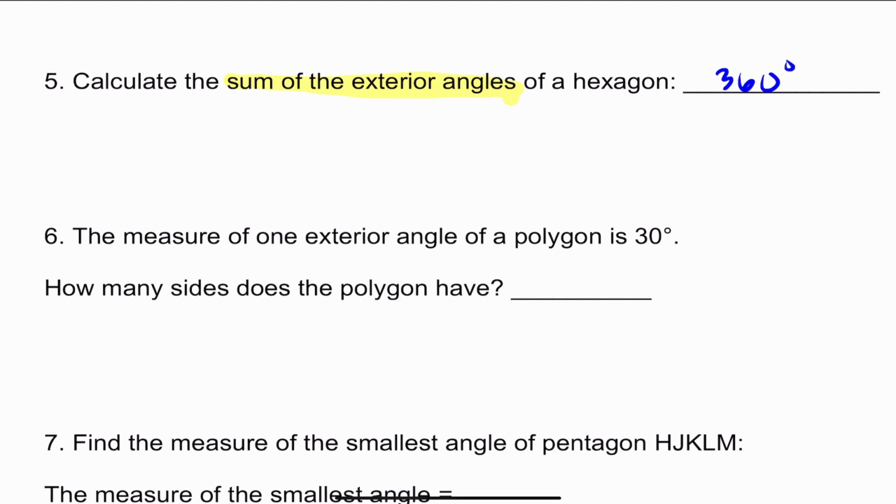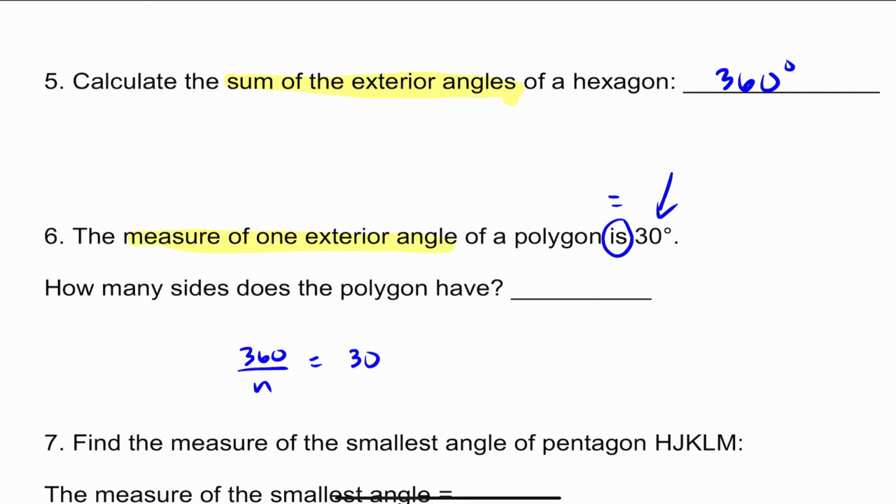The measure of one exterior angle of a polygon is 30 degrees. How many sides does the polygon have? So what I want to go ahead and do is I'm going to read the statement. I'm going to break it down because it's asking, okay, the measure of one exterior angle. And that formula is basically 360 divided by n. Okay, and then is means equals in mathematics. I'm going to put equals 30 degrees. Okay, is 30 degrees.